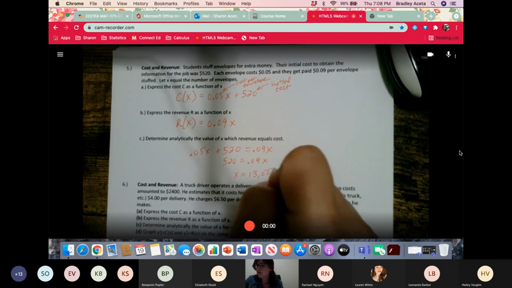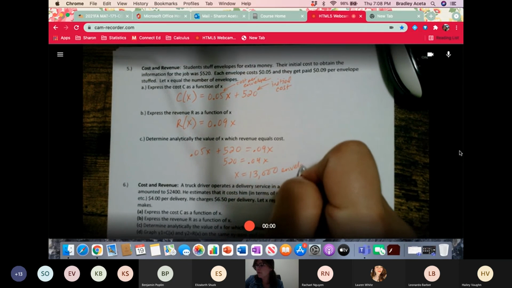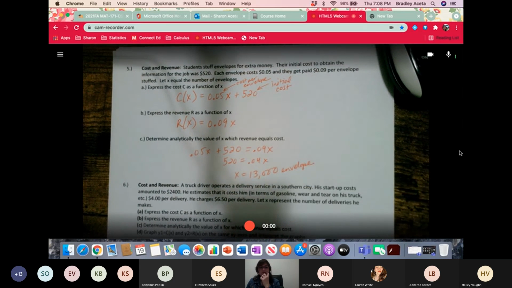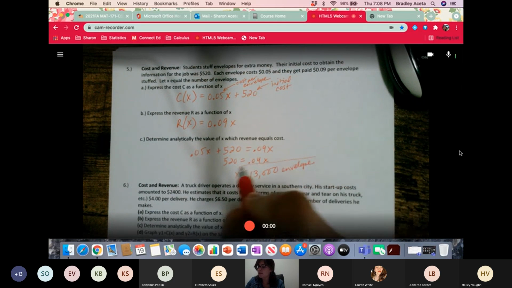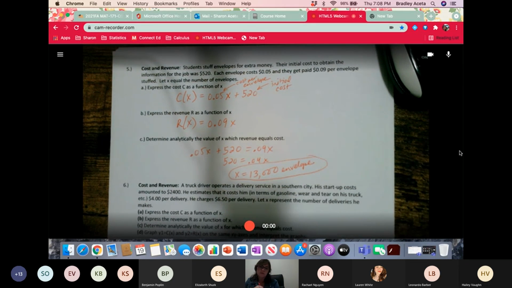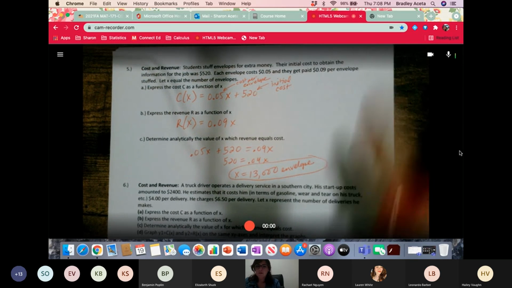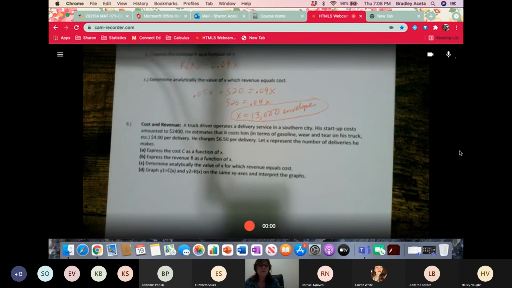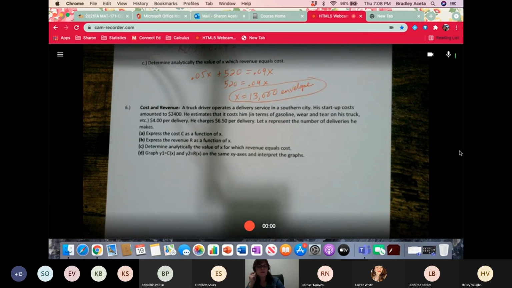So at the 13,000th envelope, your revenue would finally equal your cost. And that's what the question would ask. So you'll have a question just like that. And then I wanted to do one more similar one, because I think there are two of them just like that.